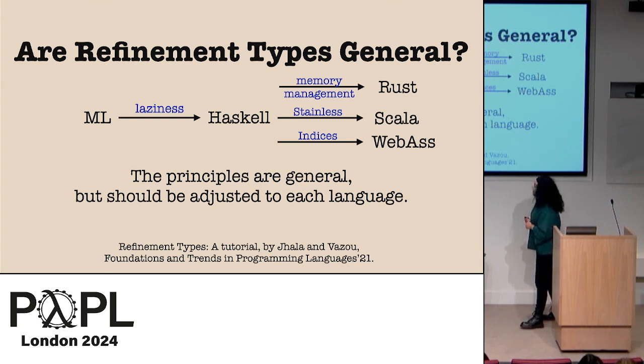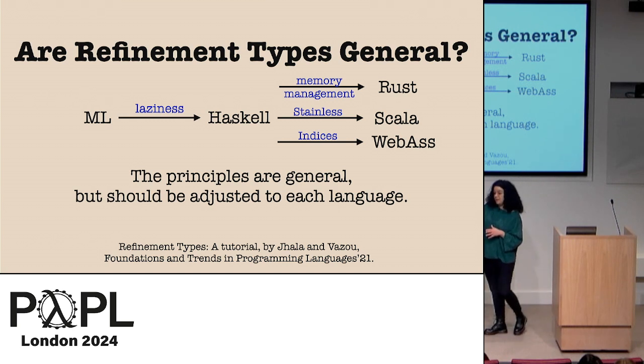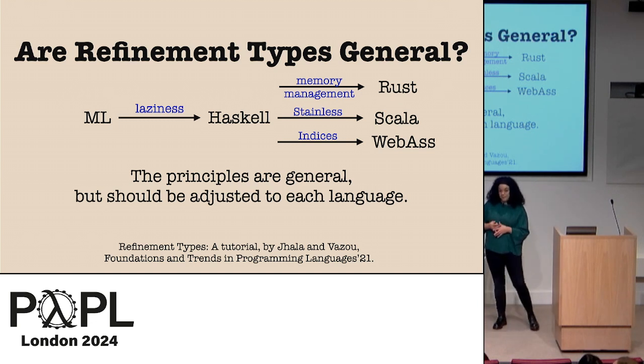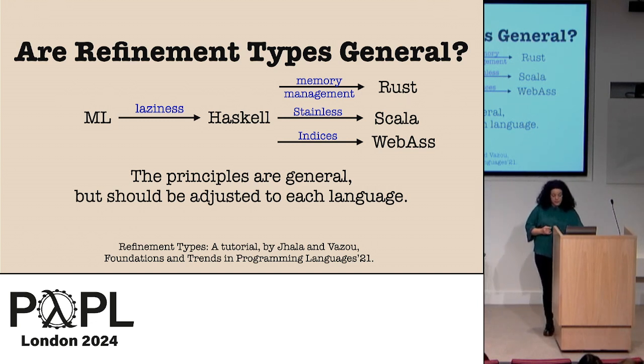And there is a nice tutorial on how to build refinement types for your language. So there is no theory, but it says, okay, I have this language, it has this feature. Let me explain what steps you need so that you build it.